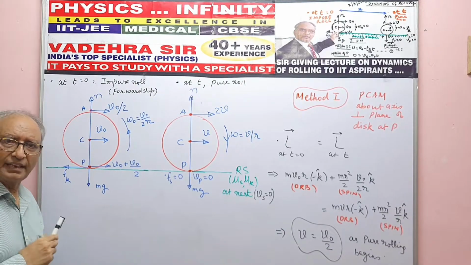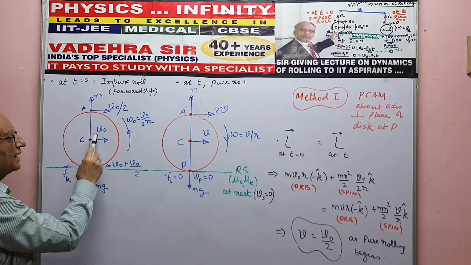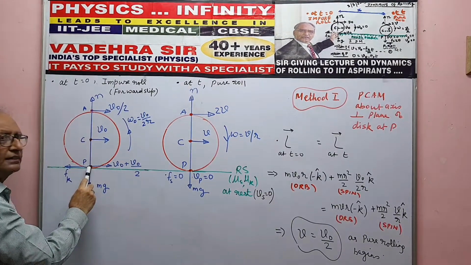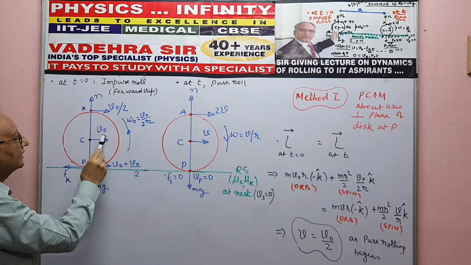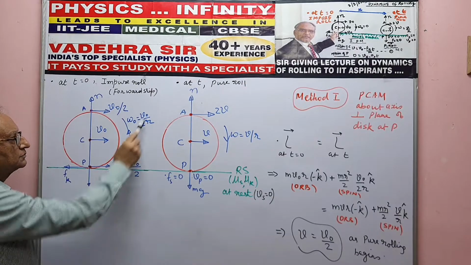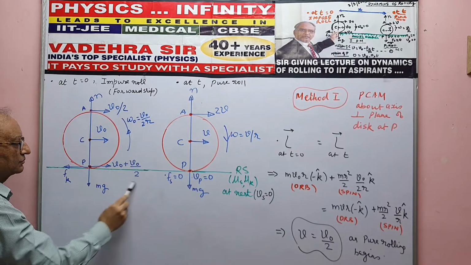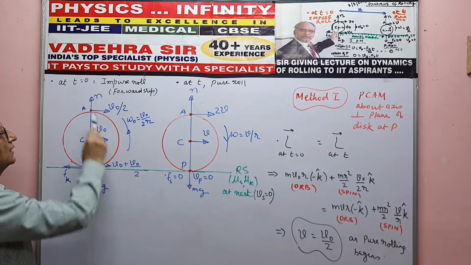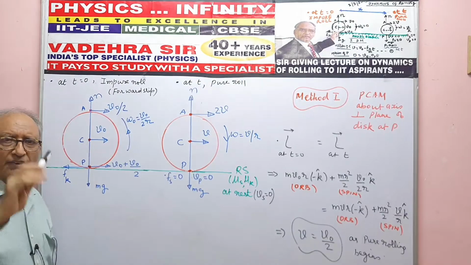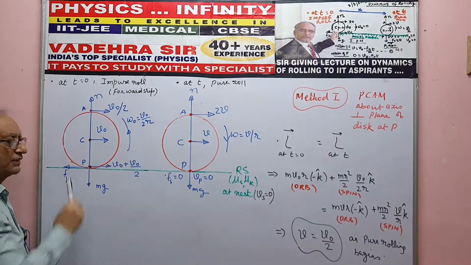If you look at once again the 3 points at t equal to 0, the center of mass has velocity v naught and the point of contact P has velocity v naught plus v naught by 2, because it will be omega naught r added on to this, so that becomes 3 v naught by 2, and the top point A has v naught by 2. Well, A I am not considering right now. My major focus will be on center of mass and the point of contact.